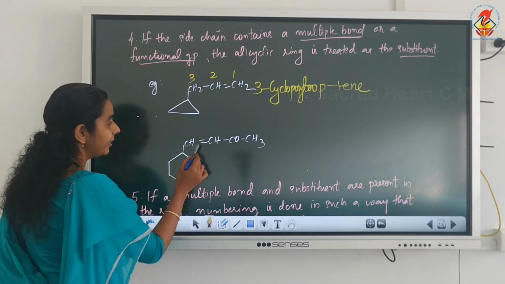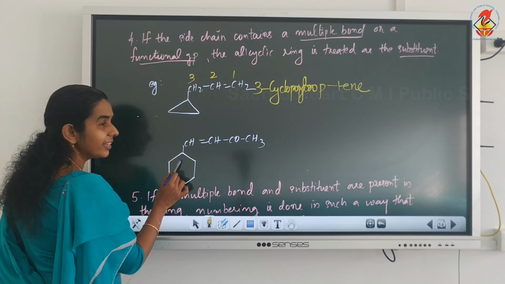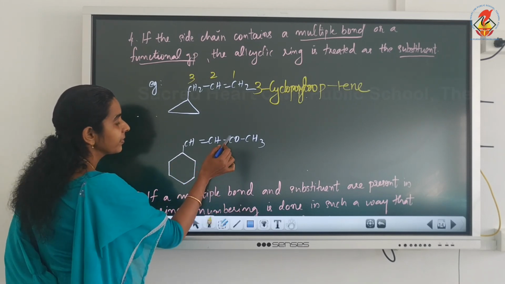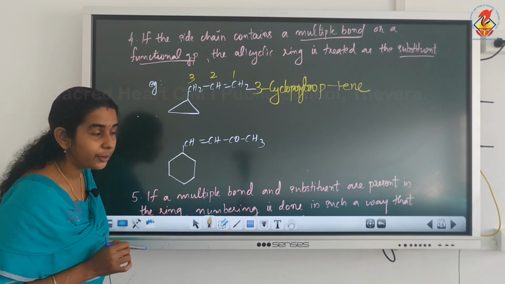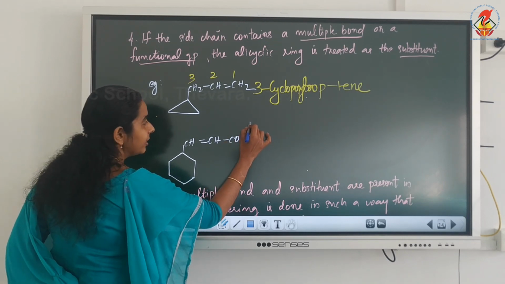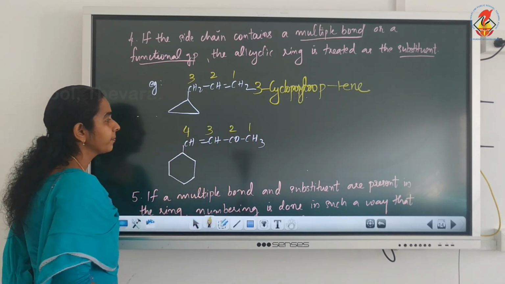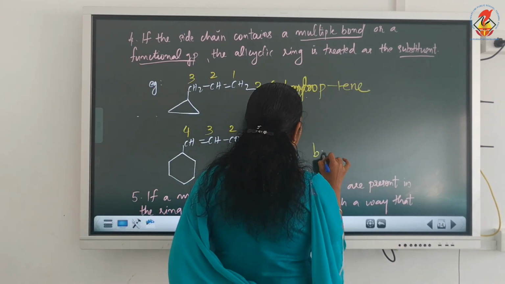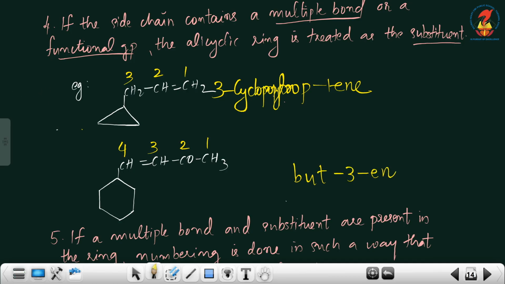When cyclohexane goes as a substituent, it will become cyclohexyl. Now how should we number it? A double bond is present, and the cyclohexyl ring is only a substituent, least priority. So here which is the principal functional group? The highest priority functional group, C double bond O. So that should get the lowest possible number. So 1, 2, 3, 4. So how should we write it? 4 means but, 3-ene, 2-one. And on the fourth carbon there is a cyclohexyl group. So the name of the compound is 4-cyclohexylbut-3-en-2-one.